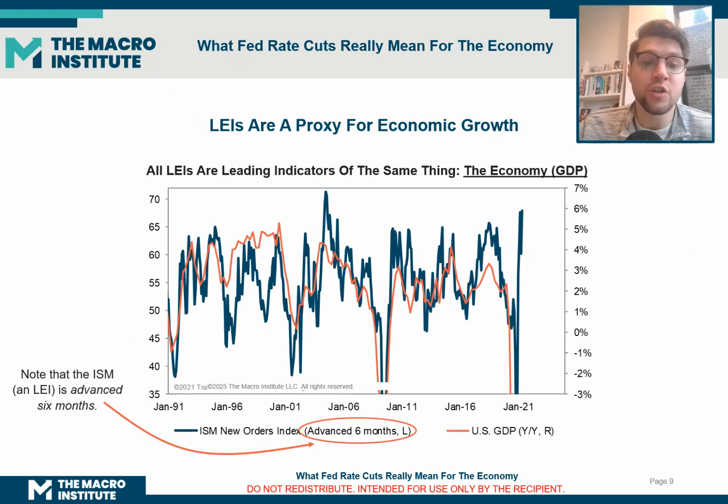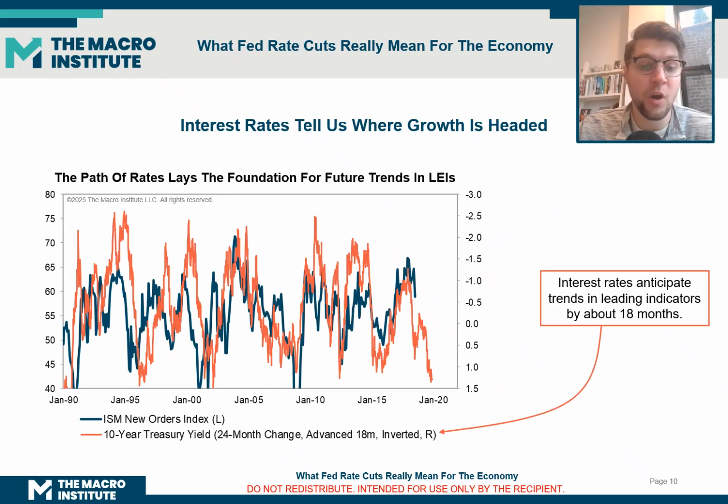So interest rates are the most important predictor of leading economic activity, like PMIs, and more specifically, the ISM New Orders Index. When we see the flow through to economic activity, we talked about economic growth. The ISM New Orders Index is an LEI, and all LEIs are leading indicators of the same thing, which is the economy. Here you can see in the chart, the ISM New Orders Index in blue is advanced 6 months on US GDP.